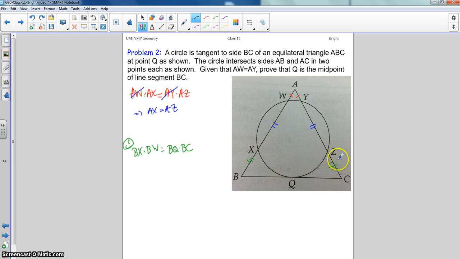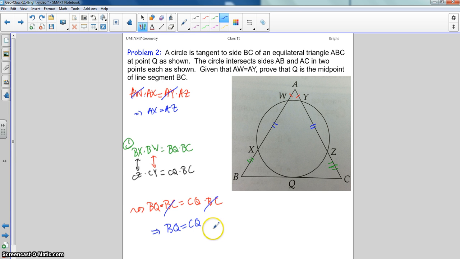Then another one, I'm going to set up the one for vertex C. So CZ times CY is equal to, sorry, not BQ, CQ times BC. Okay, now note that BX and CZ are the same, as are BW and CY. So really what I can say is that as a result of all this, BQ times BC is equal to CQ times BC, and BC's cancel, so that means that BQ is equal to CQ.